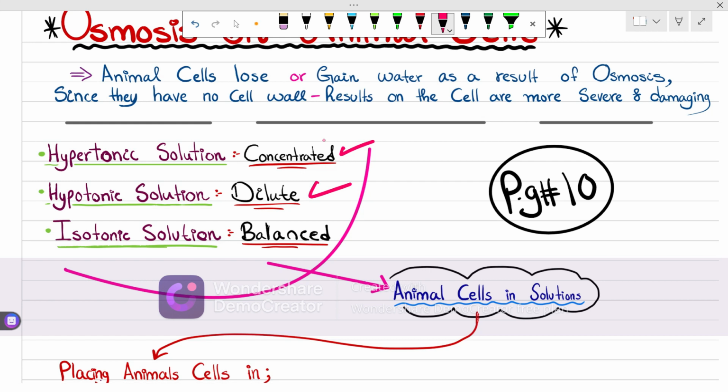Hypertonic solution means a concentrated solution, meaning it has a low water potential and high solute molecules. Hypotonic solution is a dilute solution with high water potential and low solute molecules. Isotonic solution is a balanced solution, with an equal number of water and solute molecules.